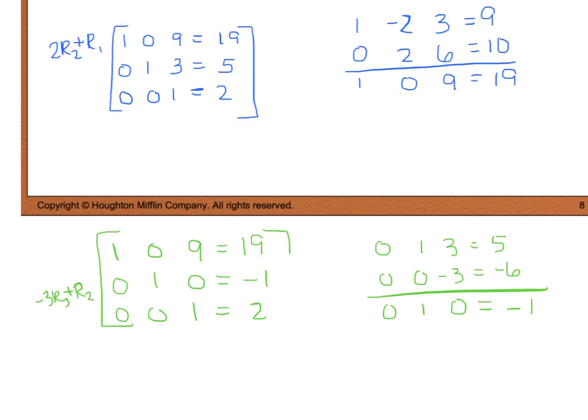Now I see the only thing that's keeping me from being in reduced row echelon form is that 9 there. So let's go ahead and do a similar type process. The only thing that's going to cancel out with this 9 now is this 1. So I'm going to have to multiply this 1 by a negative 9. And let's do that right down here.